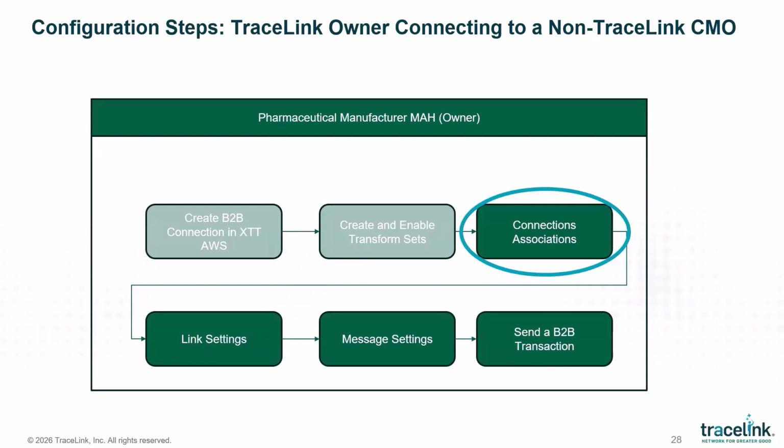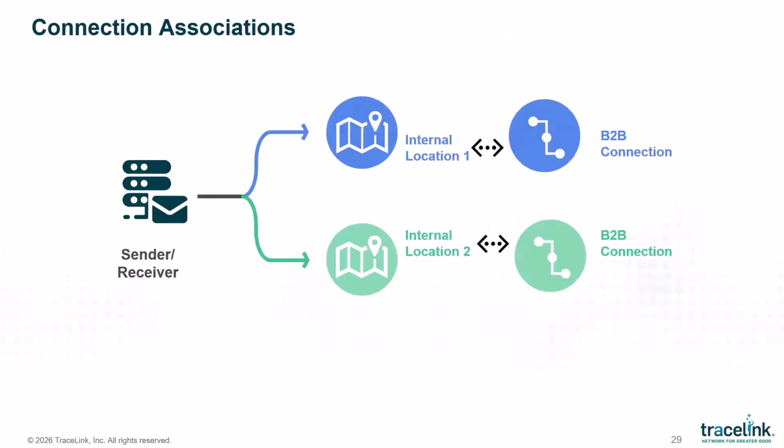Now on to connection associations. Conceptually, connection association answers which door does this B2B connection use for this entity and message type. They ensure that when you send or receive transactions, they are tied to the right company or location on the TraceLink network. If a company owner is sending a purchase order to a partner, the connection association will determine how that order is routed through Mint, ensuring that it reaches the correct destination based on the established associations.